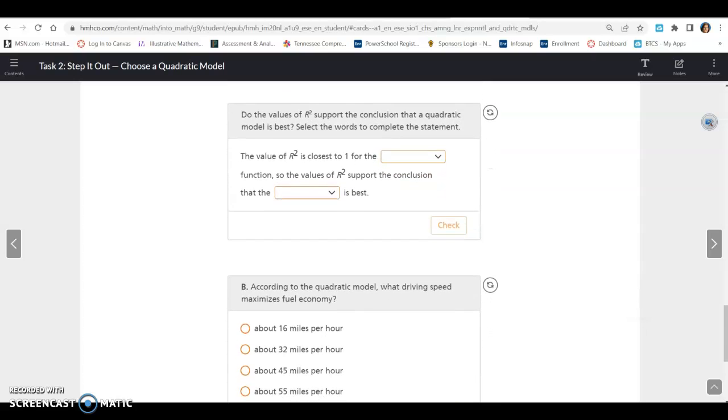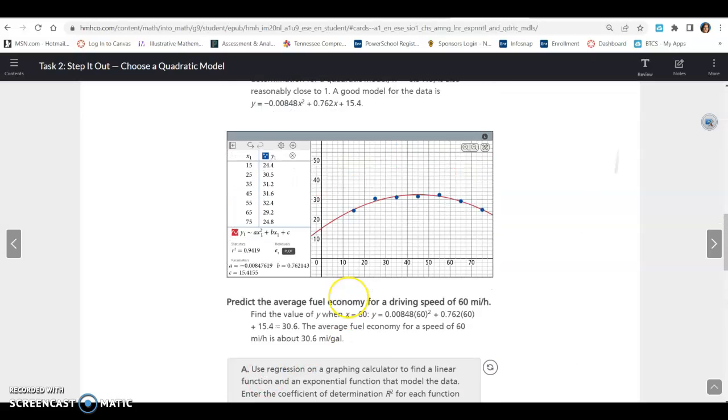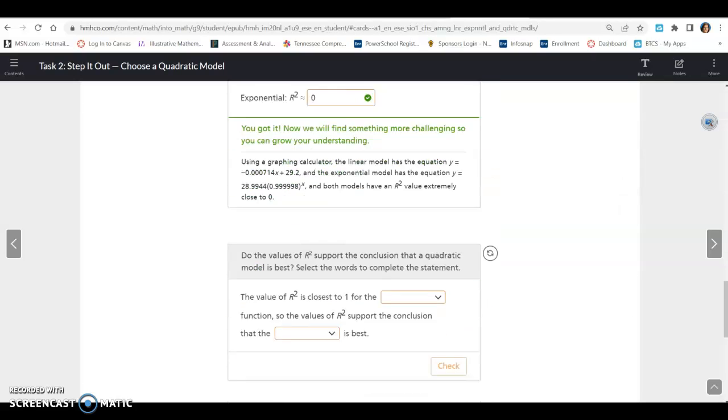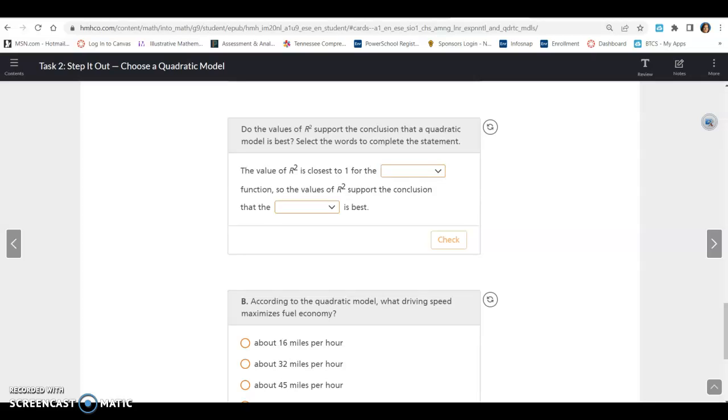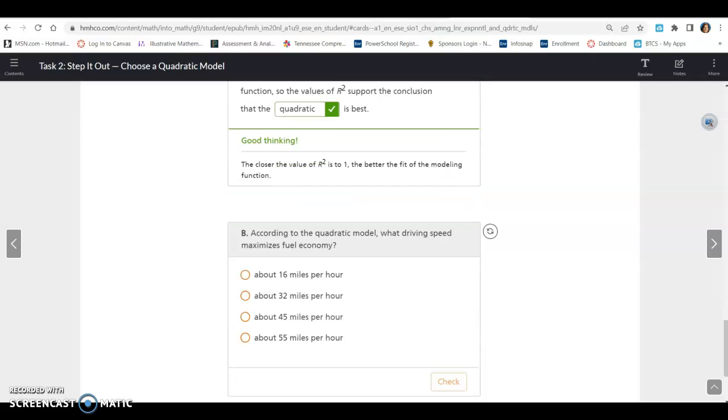So it says, do the values of r squared support the conclusion that a quadratic model is best? Yes, because both of these were close to 0. And for the quadratic model, remember it was 0.94, which is much closer to 1. So that does support the information. All right, so a value of r squared is closest to 1 for your quadratic model or your quadratic function. So the values of r squared support the conclusion that the quadratic is the best fit.